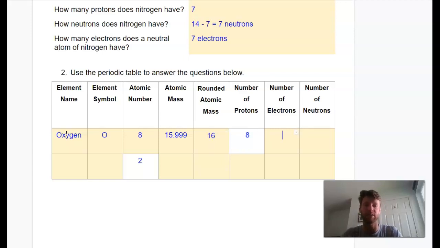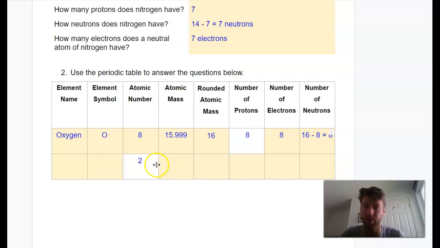We have 8 protons, so we must have 8 electrons in a neutral atom. And the number of neutrons, well, 16 is my rounded atomic mass, minus my number of protons, which is 8, gives me 8 neutrons as well. Once again, 8, 8, 8 for that one, but not always going to be the case.